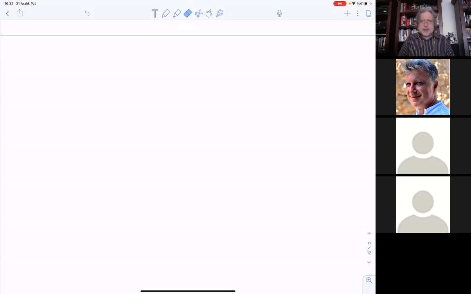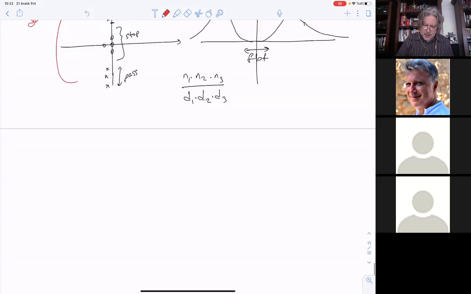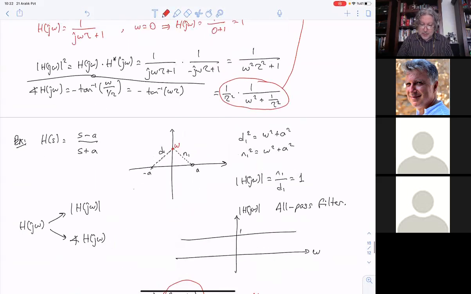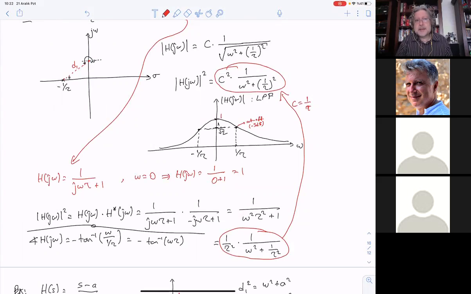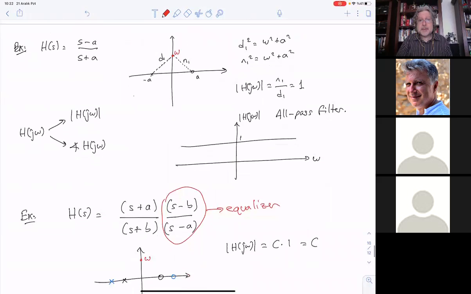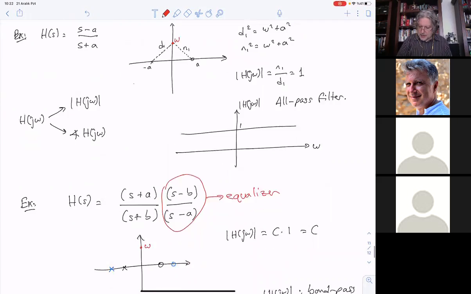Okay, let's continue. We have seen the magnitude response of two cases, sorry about that. One of them was this first order system with only a single pole, and the magnitude response was a low pass behavior, as we can see here. And the second example was this, which was an all pass filter.